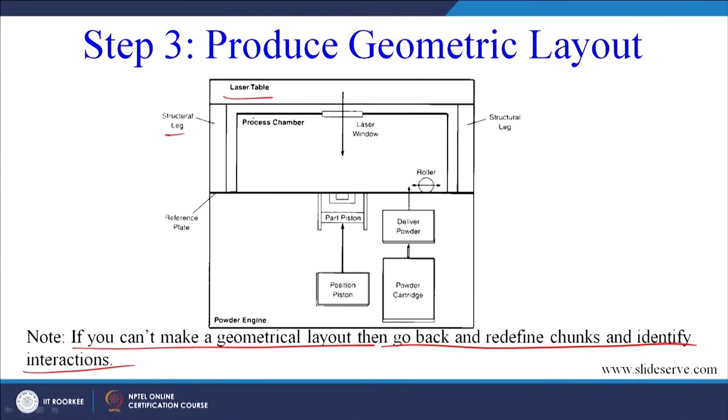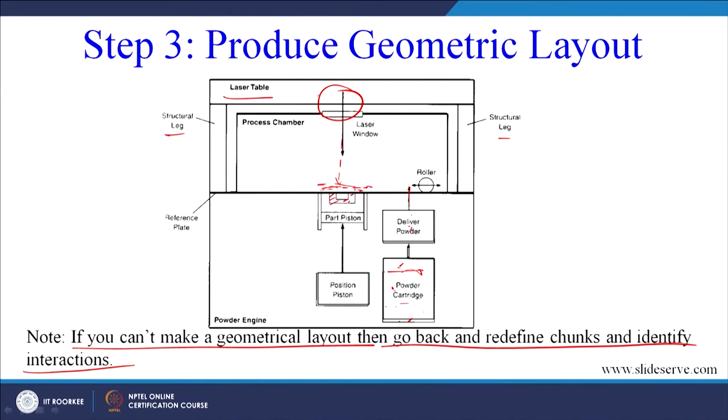So we can see here, this is the laser table, with structural legs on both sides, this is the part piston, this is the delivery powder. So basically the powder cartridge, powder is stored here. From here the delivery powder will come, the roller will roll, and the powder will come here. Then the laser beam will fall on this and it will sinter it. The movement of this laser will be based on the CAD file, that is the design of the product, and sintering will take place and the product will be formed accordingly.